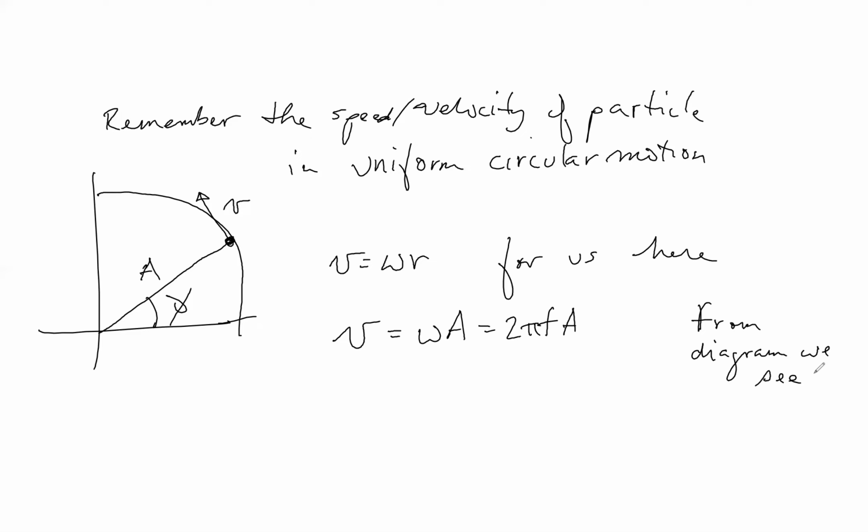But from the diagram, we're going to see a relation for V sub x. I need to do one thing quickly here. I'm going to draw a vertical line here. I'm going to point out that the angle that the velocity vector makes with that vertical line is going to be phi. It's that exact same phi. You have to move this little particle around on that circle to convince yourself that those angles are the same.